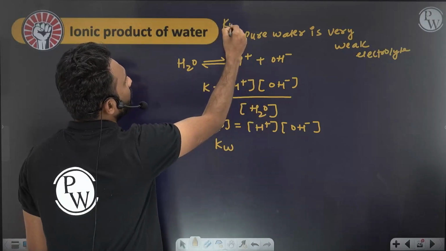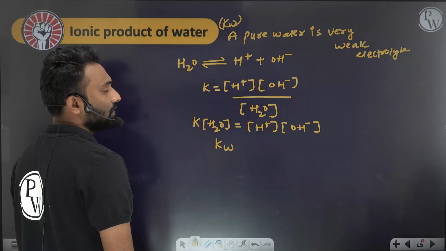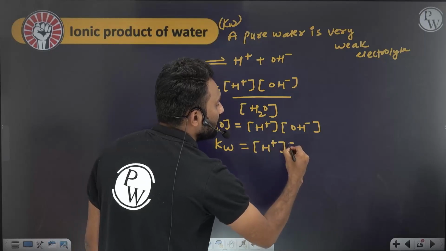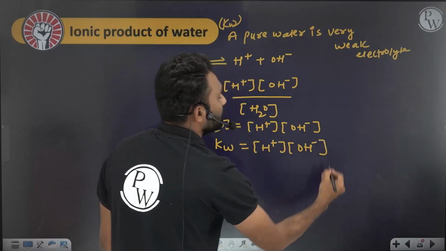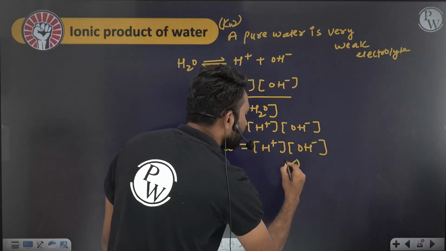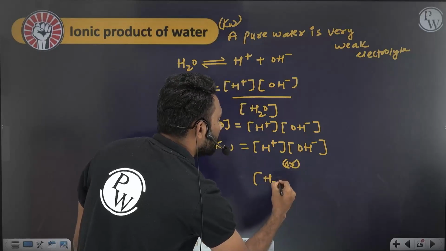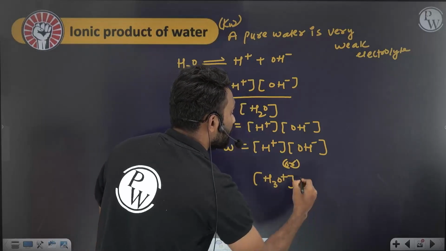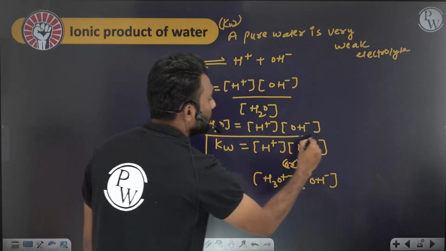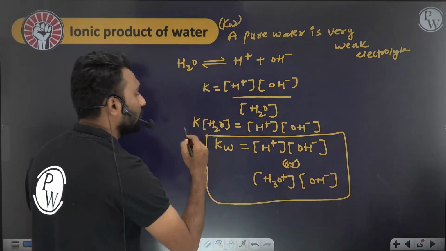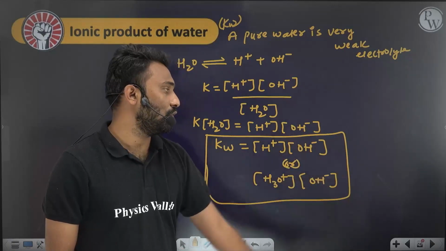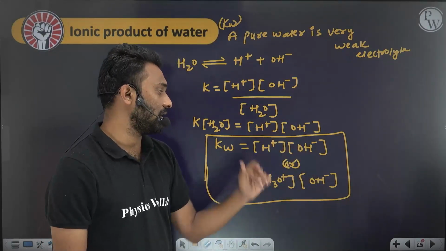Ionic product of the water will be represented with Kw. Kw is equal to the concentration of H plus and the concentration of OH minus, or we can write it in this form also: concentration of hydronium ion and the OH minus. Now, Kw of water is equal to the ionic product of the water. Kw is equal to the concentration of H plus and the concentration of OH minus.